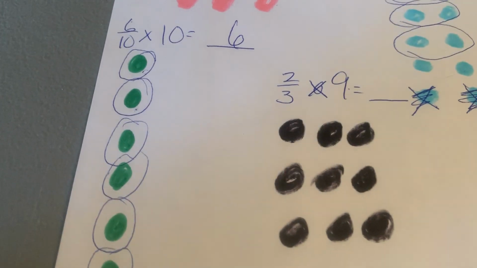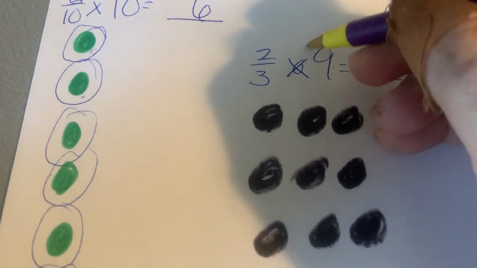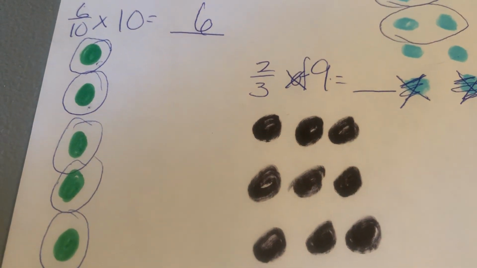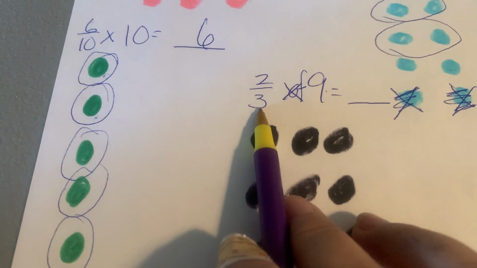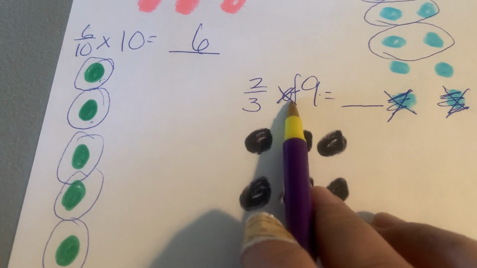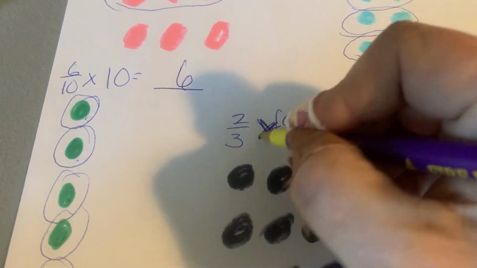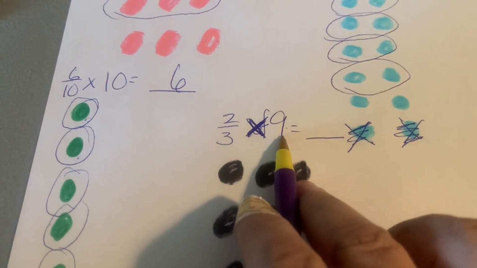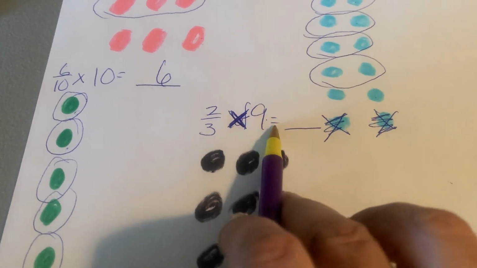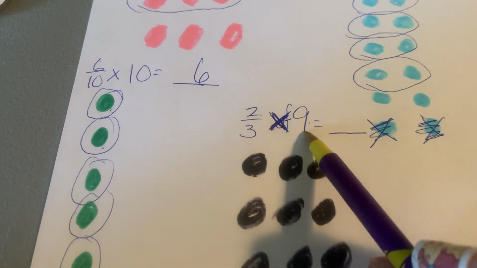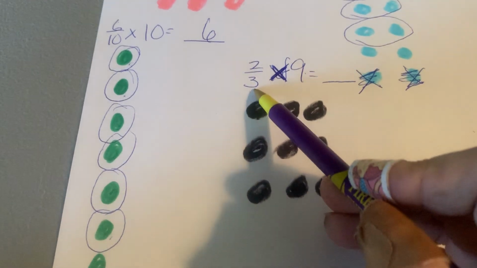Okay, now, this time, and look at that. When I was writing this, I was thinking in my head 2/3 of 9, and I wrote it by accident. But then I just put the times sign right above it, because 2/3 times 9 is the same as 2/3 of 9. And with 9 objects, I want to put them into 3 rows.